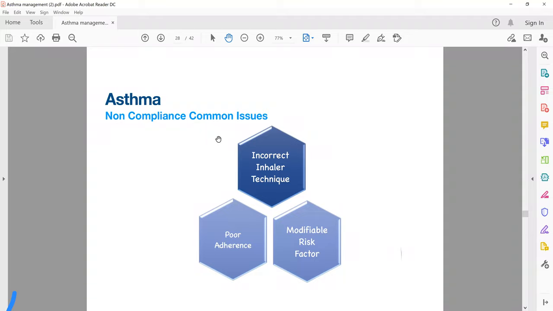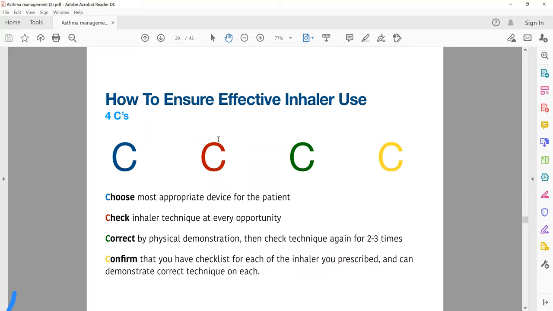What if the patient is not compliant with his action plan? There are 3 main problems: incorrect inhaler technique, poor adherence, and modifiable risk factors. First, inhaler technique. How do we ensure effective inhaler use? We're going to use the 4 C's, starting by choosing the most appropriate device for the patient, and we have to consider the cost, because it's a long-term condition and the patient will live with it, and he may have to change his lifestyle according to his disease.